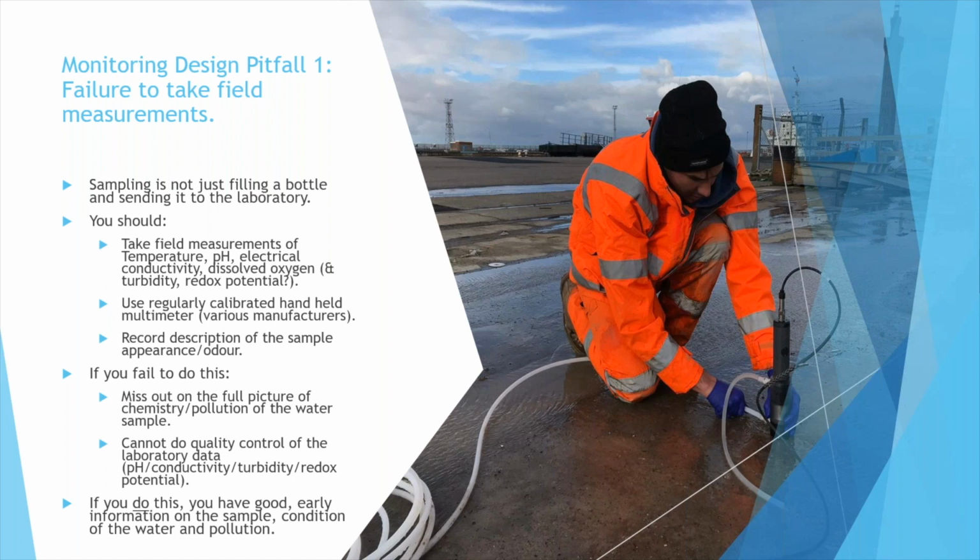There's also the possibility that you cannot do the quality control of the laboratory data that you need to. For instance, pH and conductivity need to be very close to one another between the field measurements and the laboratory data. Also the same for turbidity and redox potential. So if you do undertake these measurements, if you do these pH and temperature measurements in the field, then it really helps you to have good early information on the condition of that water sample. That gives you some useful information about potential pollution that might be present as well.